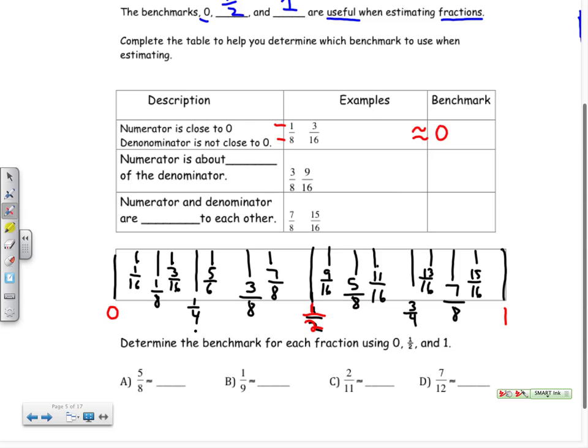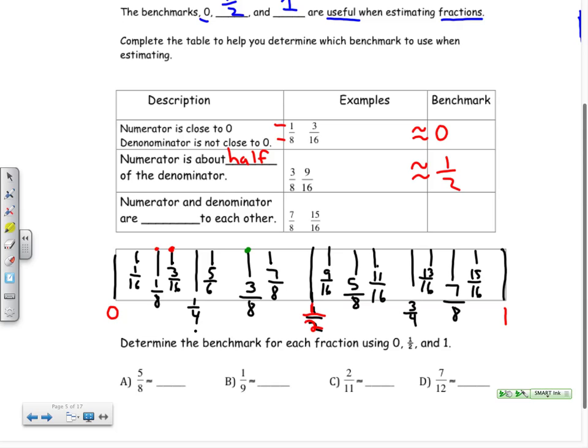3/16, 3 is far away from 16. And if we look over here, we can see that our 3/16 and our 1/8 are closer to 0 than they are to 1/2. So those two numbers we can round to 0. If the numerator is about half the denominator, then we're going to round those to 1/2. So let's see where 3/8 is. 3/8 is right here, pretty close to 1/2. We know that 4/8 is exactly 1/2, so 3/8 is pretty close to 1/2.